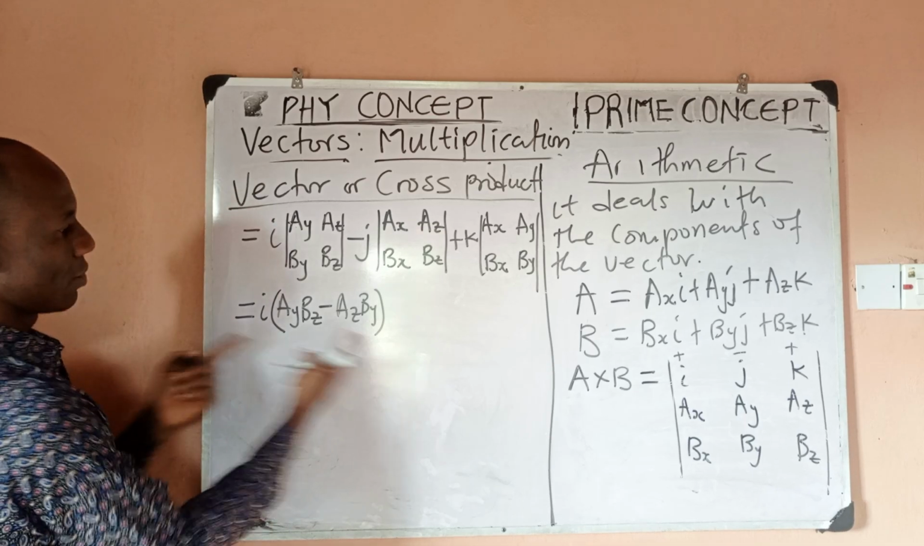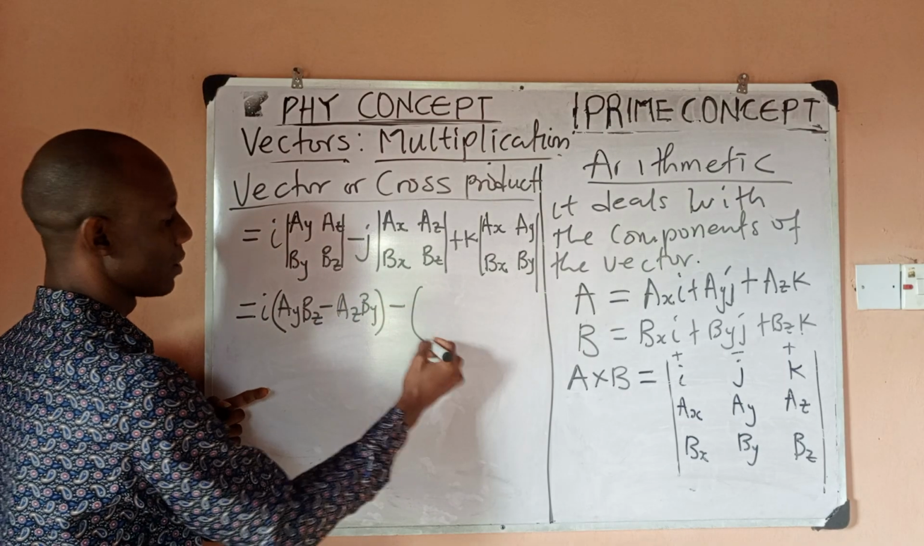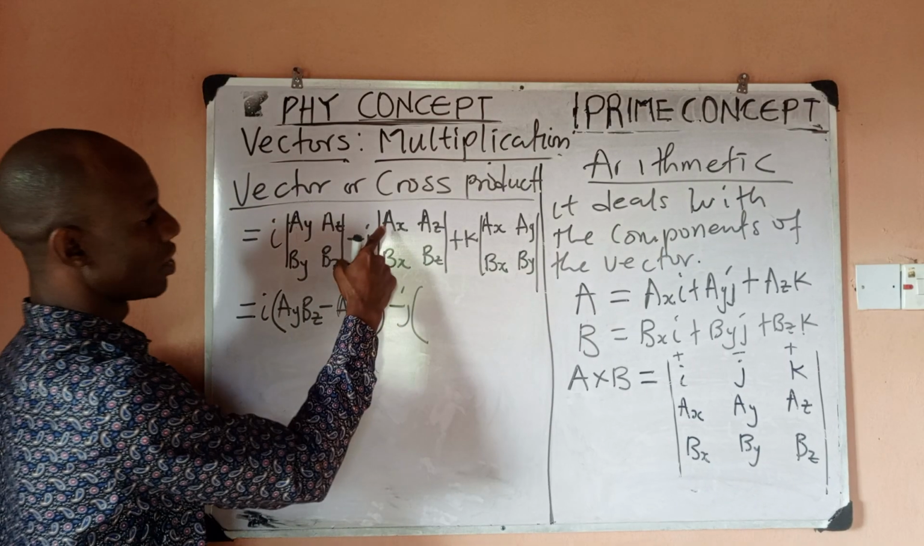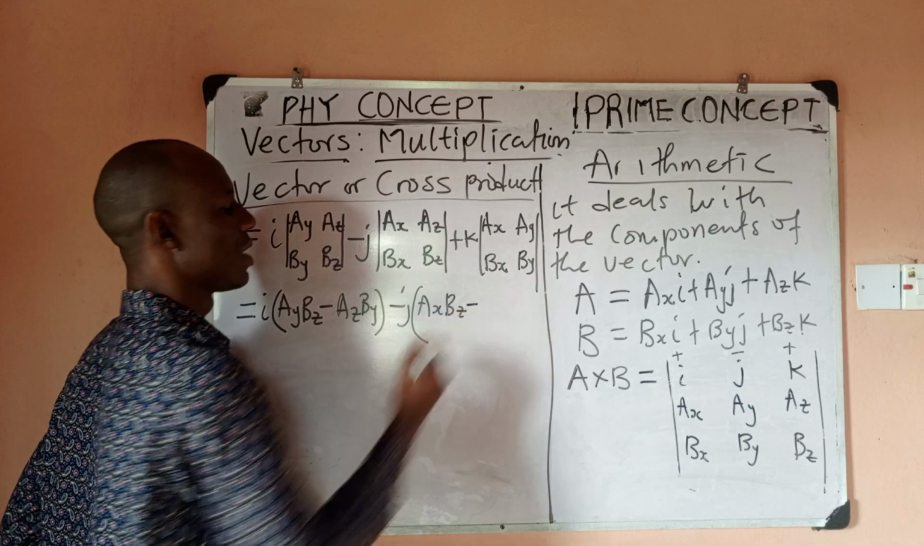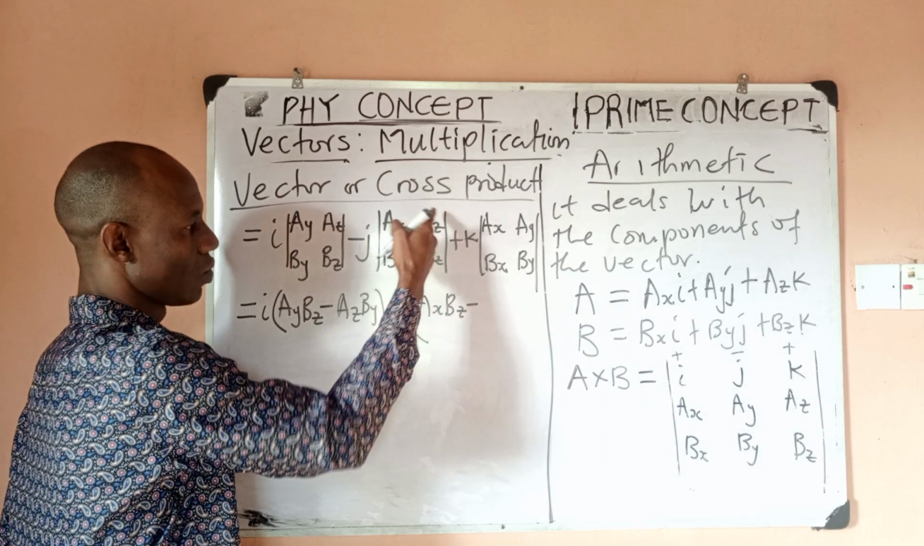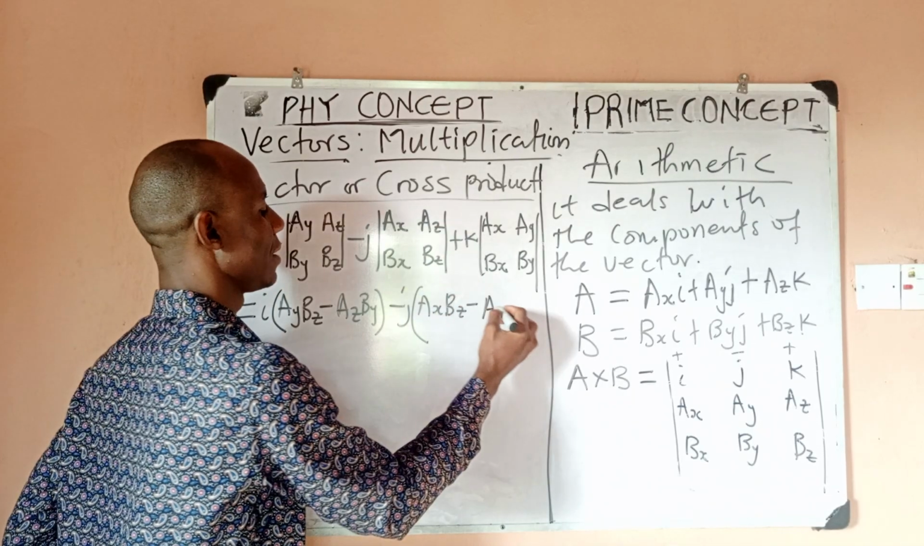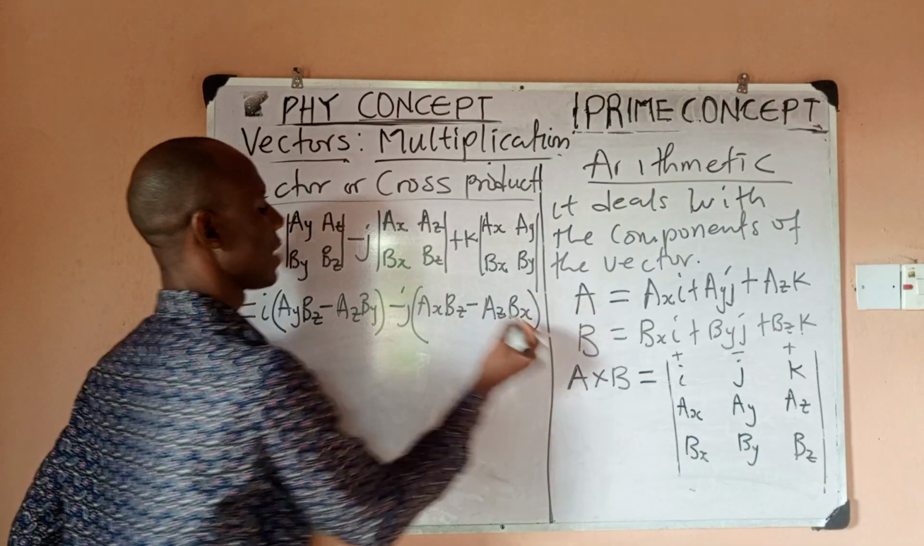Right? The same way I'm done with this part, I will go to the next one. This is J. I will go this way. This is AX, BZ. I would introduce a minus immediately. Then I'll go this way. This times this is AZ, BX. Right? I will close that.